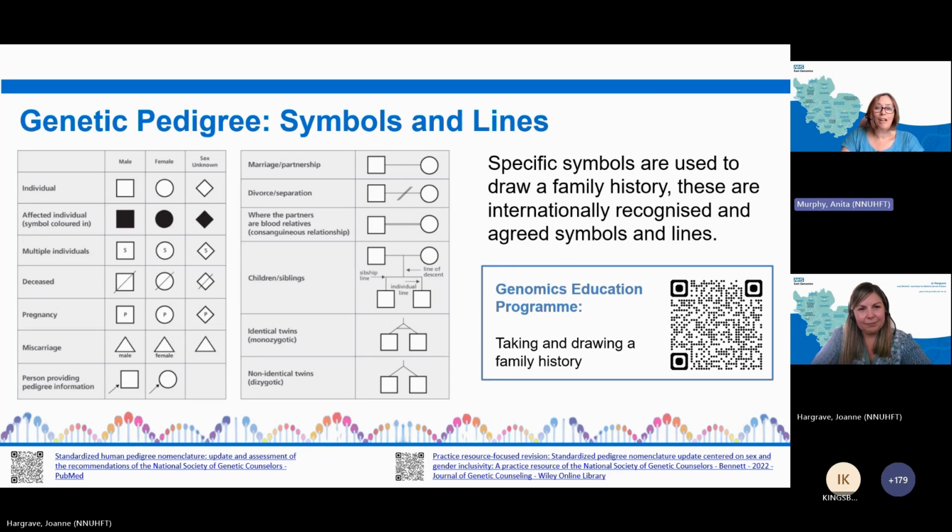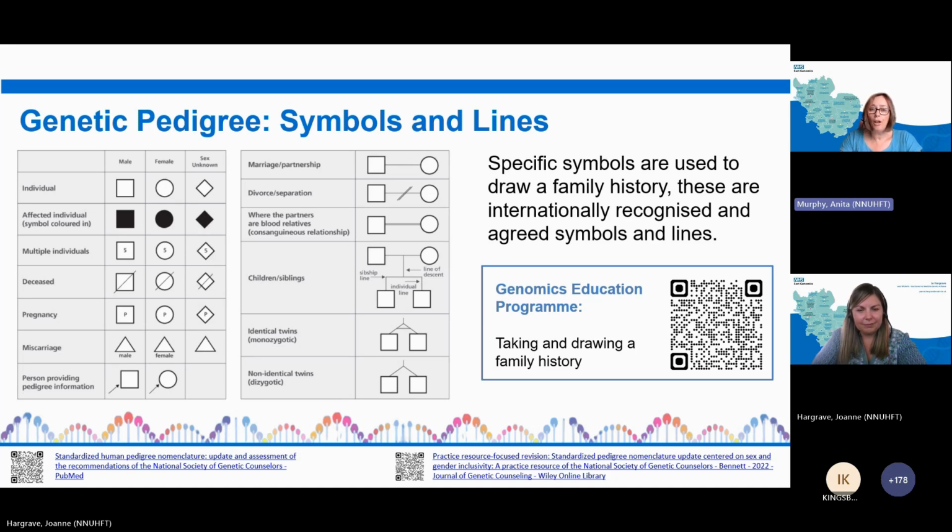So if we look at this slide, this shows us a genetic pedigree, and this is a visual family tree that uses standard symbols to map medical conditions and relationships across the generations. This helps all healthcare professionals in all clinical areas to recognise patterns of inheritance, as some we've mentioned already, such as autosomal dominant, recessive or X-linked traits.